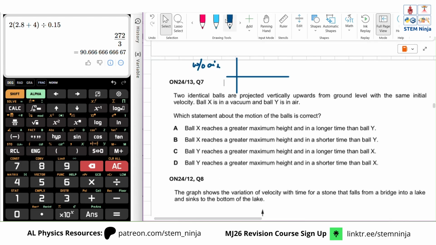So without air, the velocity time graph looks like this. But with air resistance, it would be somewhat like this. So what that means is it's going to reach the maximum point. So this is your with air resistance, the y, and this is your x. So x reaches a greater maximum height because you can see the area under the graph for x is greater. So that means this cancels out this one. Now we need to just justify longer time. So longer time because obviously it's allowed to go at a higher acceleration. So A.